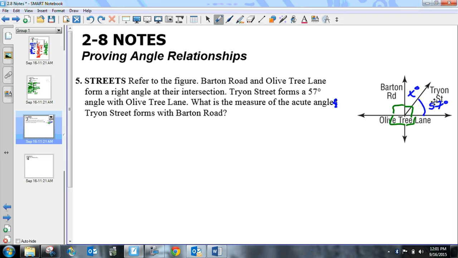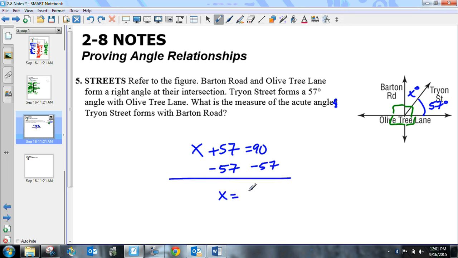Here's what I'm going to do. I know that this is 90 degrees, so I'm going to set up an equation: x plus 57 is equal to 90 degrees. If I subtract 57 from both sides, I get x is equal to 33 degrees. That's what this is. This is 33 degrees.